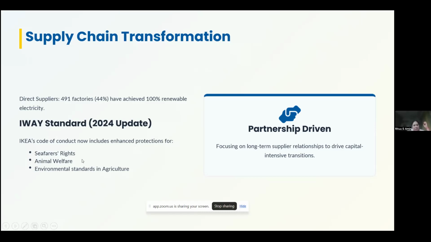So even seafarers' rights, where the sea route is used for their furniture. So even at that level, animal welfare, environmental standards in agriculture, even to the level that even the food that is available in IKEA stores, if you go in the cafeterias, they make sure they encourage plant-based food even there.